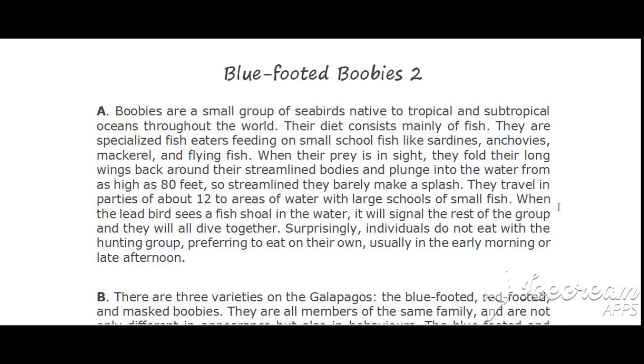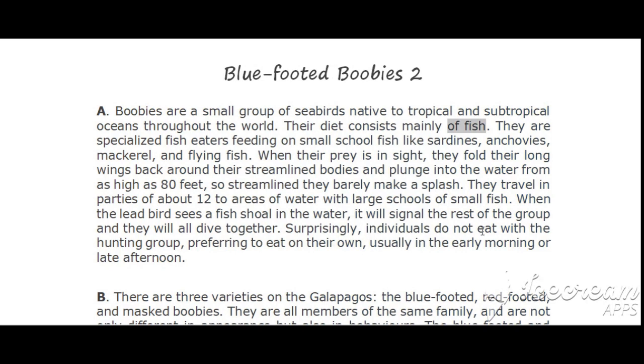Okay, so now let's move to our first paragraph. The first paragraph is: Boobies are a small group of seabirds native to the tropical and subtropical oceans throughout the world. Their diets consist mainly of fish. Now let's read the last sentence.